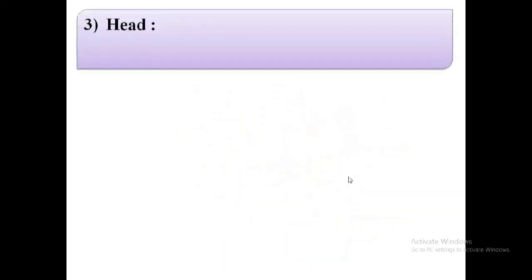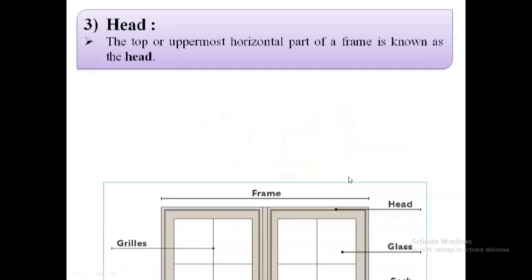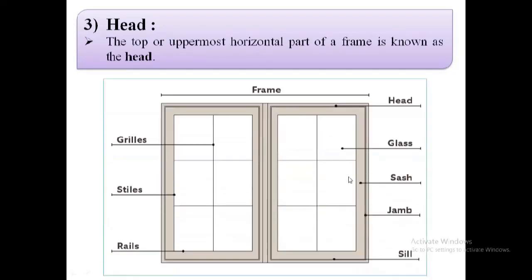The third technical term is head. The top or uppermost horizontal part of a frame is known as the head. In this image we can see this is the frame, and the top or uppermost horizontal part of this frame is known as the head.